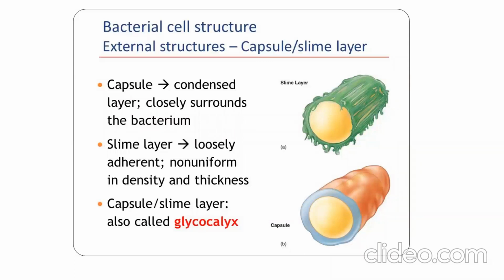Capsule is a condensed layer, closely surrounds the bacterium, and it cannot be washed very easily. Whereas slime layer is loosely adherent, non-uniform in density and thickness, and it can be removed quite easily. So both capsule and slime layer are called glycocalyx.